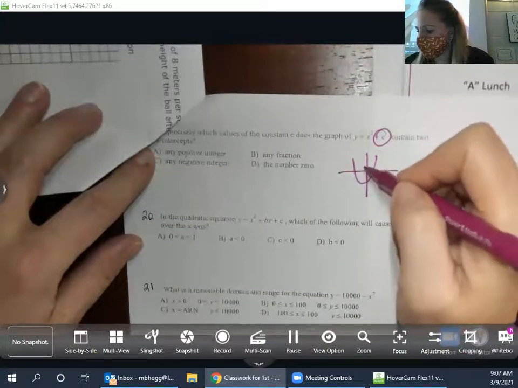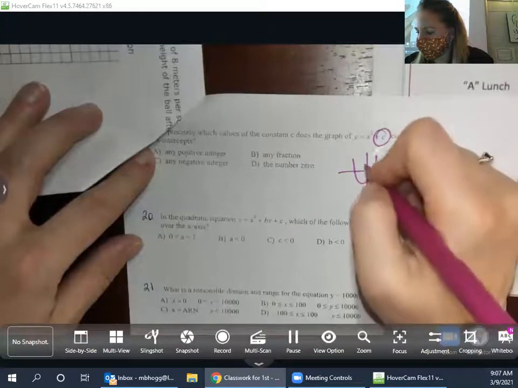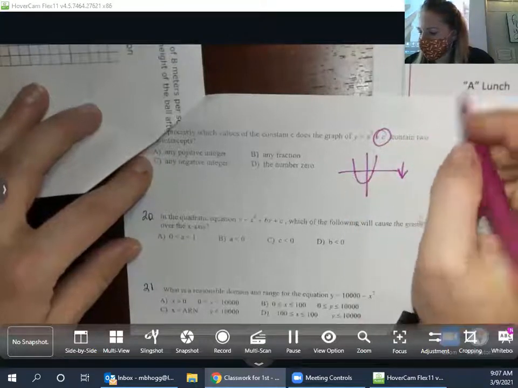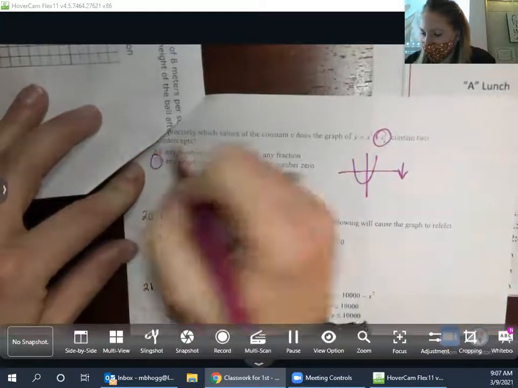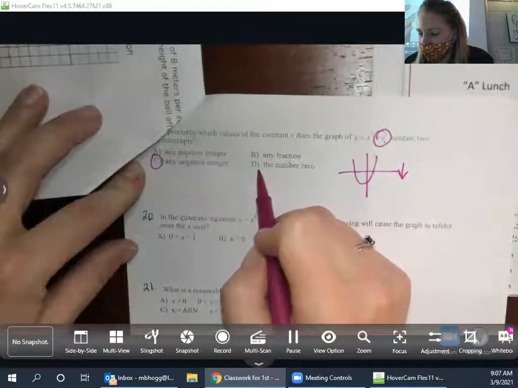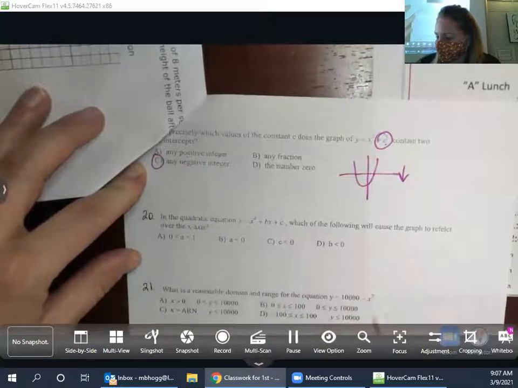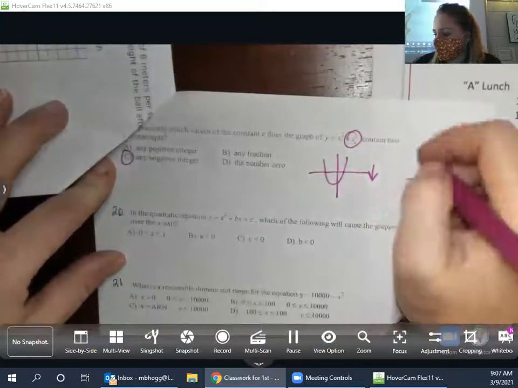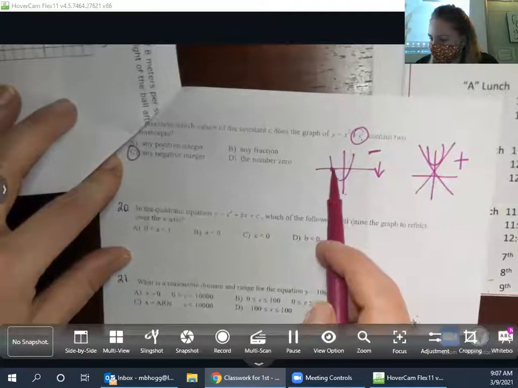So for it to cross twice, that means it has to go down from the parent function. It has to go down so that it can cross twice. So what does that c have to be? Does it have to be positive or negative? It has to be negative. A fraction doesn't matter if it's positive, and the number 0 is not going to do anything. It's just going to stay the same. It has to be negative to make it go down. Because if it went up, it's not going to cross the x-axis twice. That would be positive. This is negative. It would go down. And it's going to cross 1, 2.